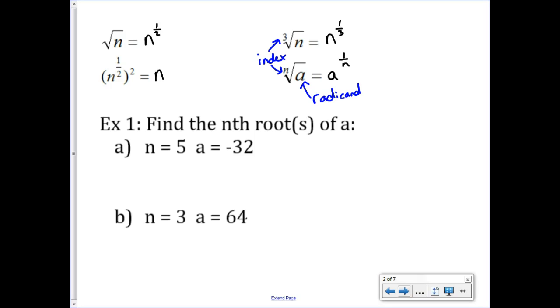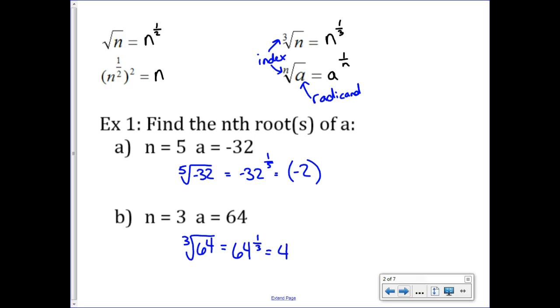So find the nth roots of a. So we have the fifth root of -32. So the fifth root of -32, or -32 to the 1/5 power, is -2. I guess it doesn't need parentheses there, but -2 is your answer. Then we have the third root of 64, and I'm getting these from our common powers page. So the third root of 64, we could rewrite as 64 to the 1/3. That's 4 times 4 times 4. That would be just 4.